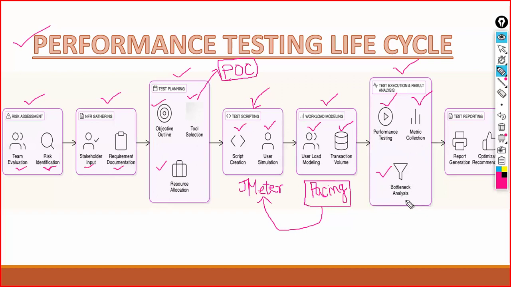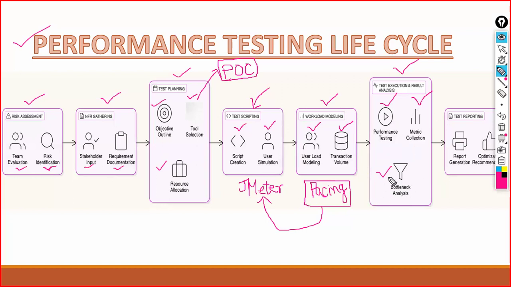So obviously we need to do the bottleneck analysis here. We got some issue and we need to identify and analyze what that issue is. And after analyzing all the issues, we need to provide that information to the development team, and the development team needs to resolve that issue. And again, we need to do some test executions here.